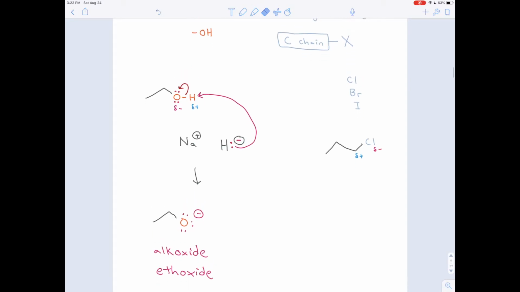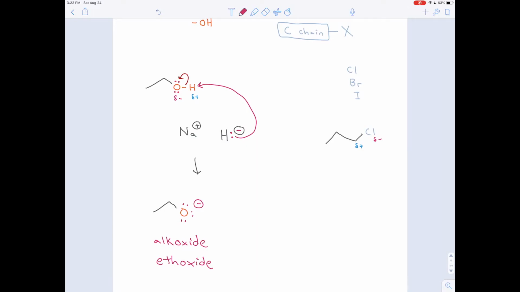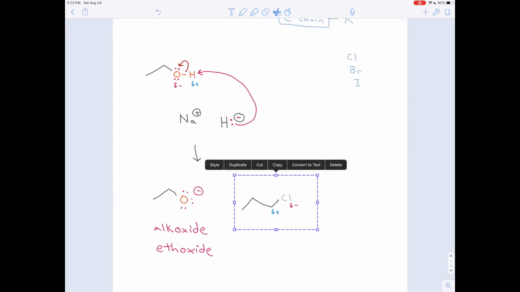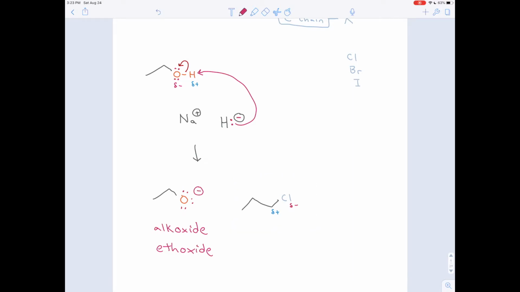Okay, so we've taken our alcohol, we treated it with sodium hydride, which was a base because it stole a hydrogen. We treated it with sodium hydride in order to turn what was an okay nucleophile with a partial negative charge to an awesome nucleophile with a full negative charge. And now that we have that, we can introduce our alkyl halide, and this awesome nucleophile can attack the slightly positive electrophile.